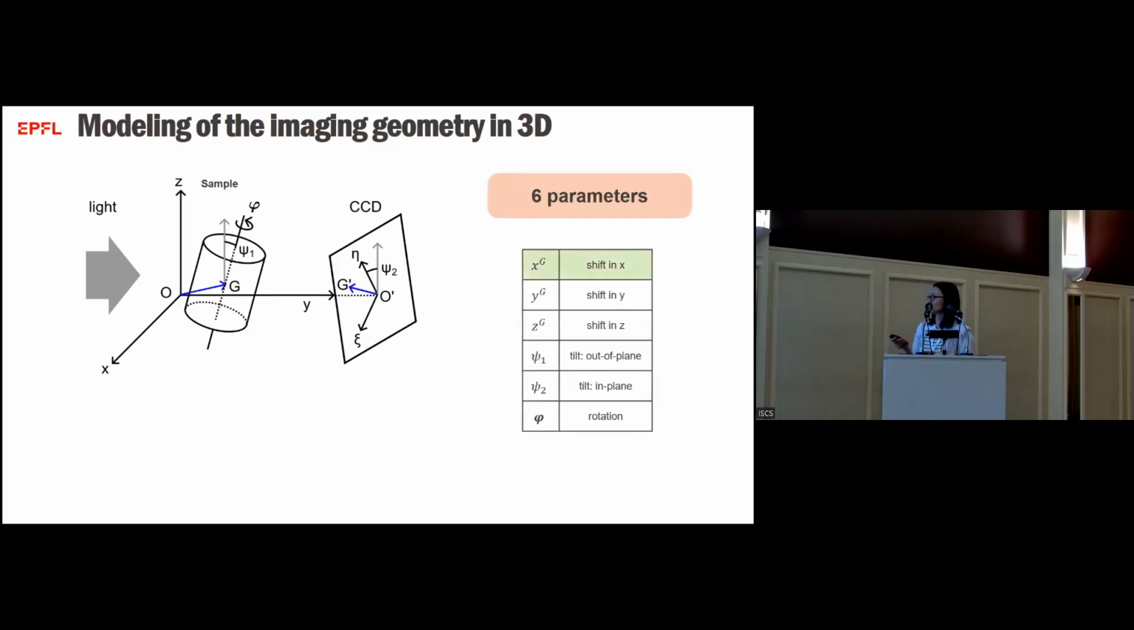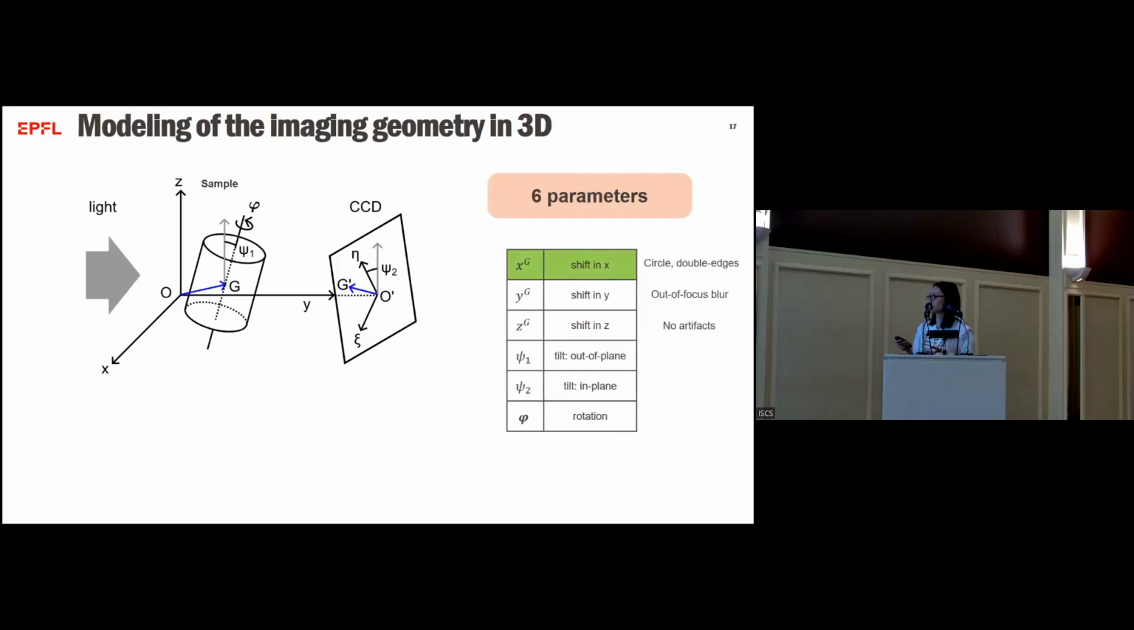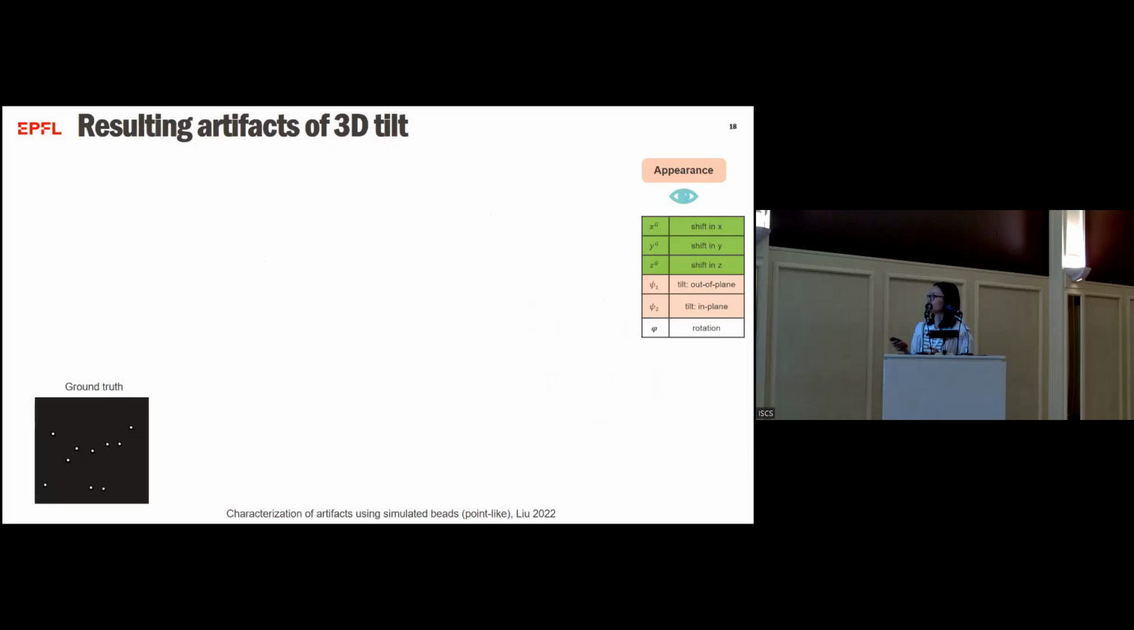We have seen that a shift in the x direction causes circles and double edges. And to quickly mention it, if you have a shift in the y-axis direction, you will have an autofocus blur. And if there's a shift in z, there are no artifacts. So now we focus on tilt, 3D tilt, because it has not been seen in the literature yet.